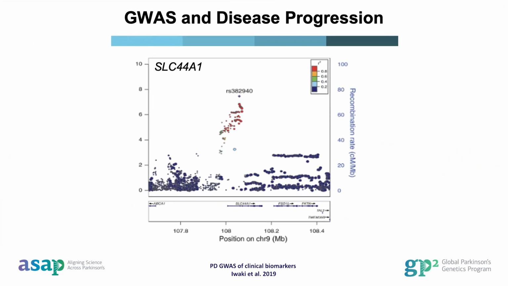A GWAS by Iwaki et al. revealed that a significant variant in SLC44A1 was associated with faster progression to severe stages of the disease. Additionally, known risk variants in the GBA1 and APOE loci were confirmed to influence both motor and cognitive decline.